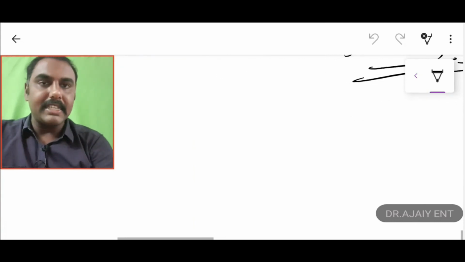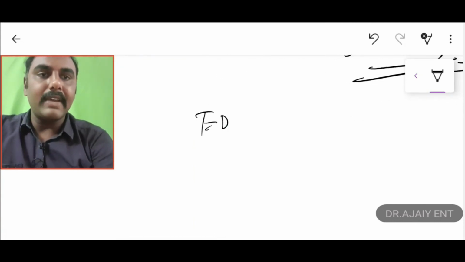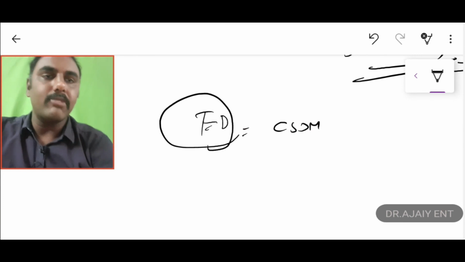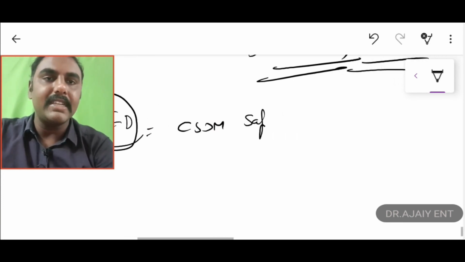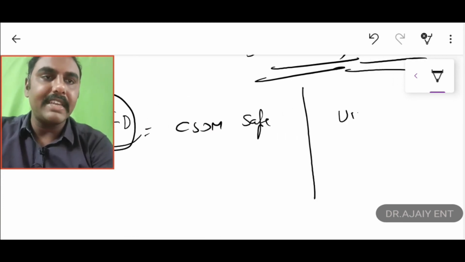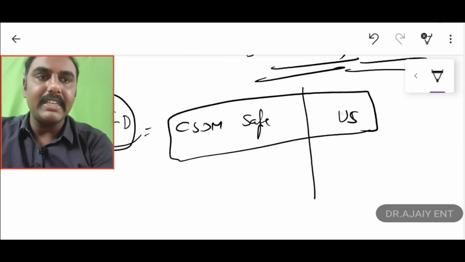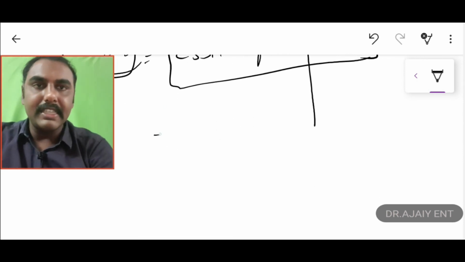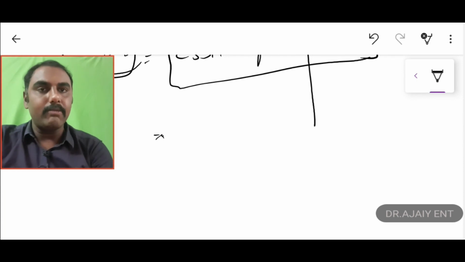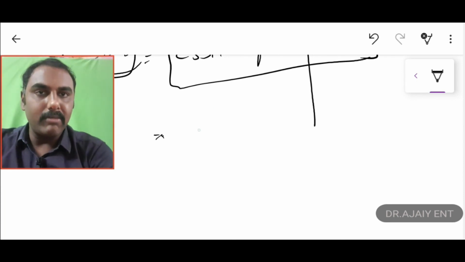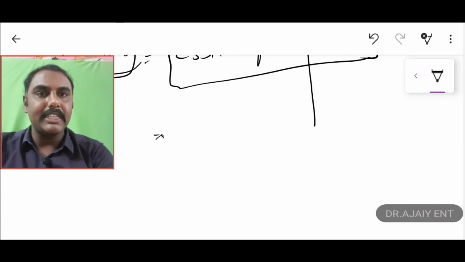And with the ear discharge alone, we can find out whether it is a safe type or an unsafe type. So however we differentiate with the ear discharge, we are differentiating into safe and unsafe. How are we differentiating? We have already dealt with it in the theory part. Okay, so in a safe type, what will be the type of discharge? Just think and say.